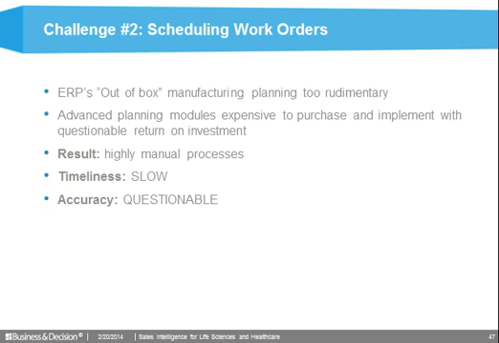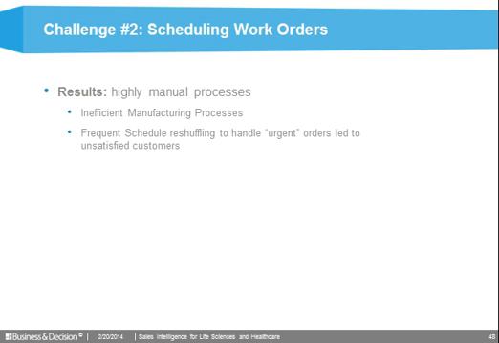So as a result, they had manual processes and spreadsheets in order to know when work orders would need to be created to fulfill customer demand. Again, the timeliness was slow, the accuracy was questionable, and customers generally were not happy. Furthermore, it made the manufacturing process inefficient. Work orders would be plugged in at the last minute. Salespeople or the squeakiest wheel would get their work orders processed faster, jumped into line, and manufacturing would not be able to efficiently manage their processes.